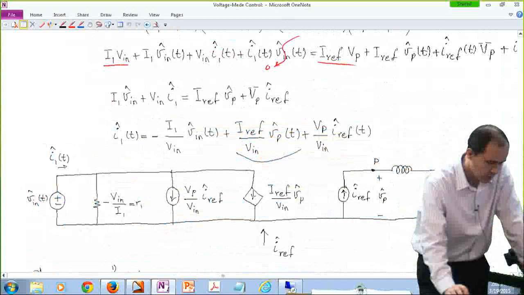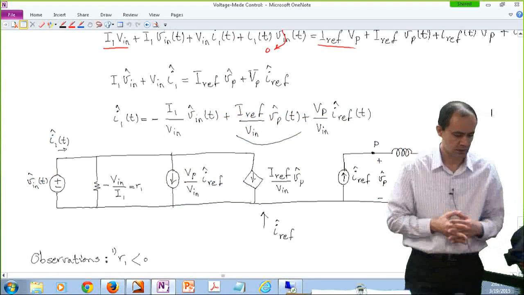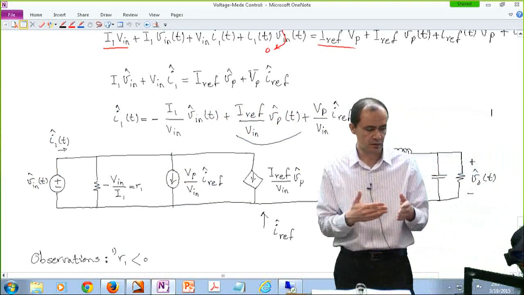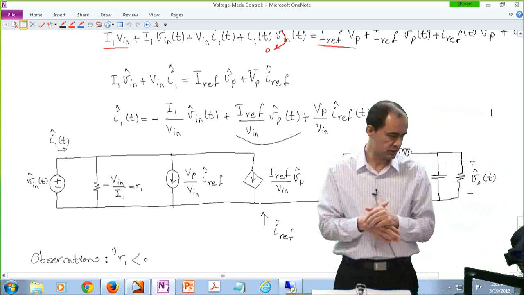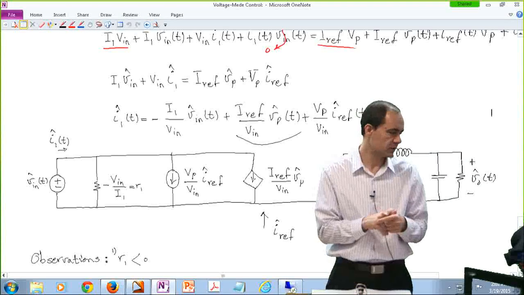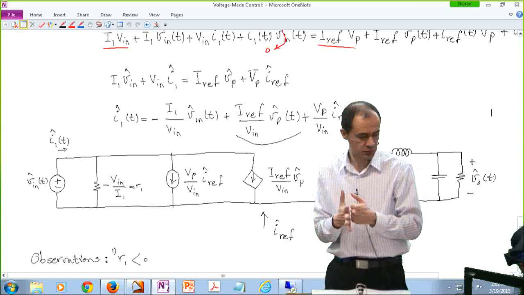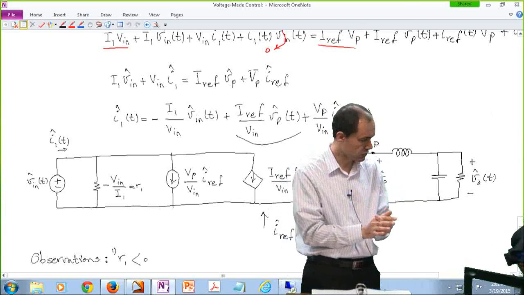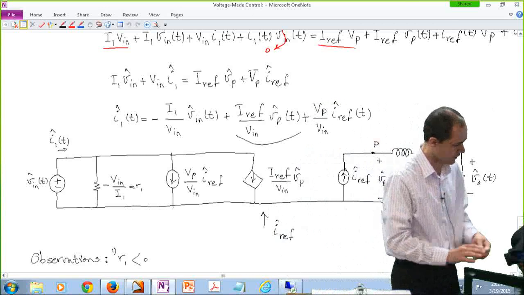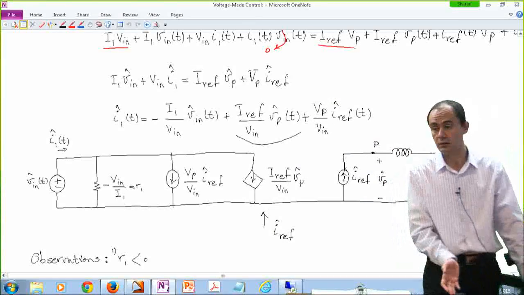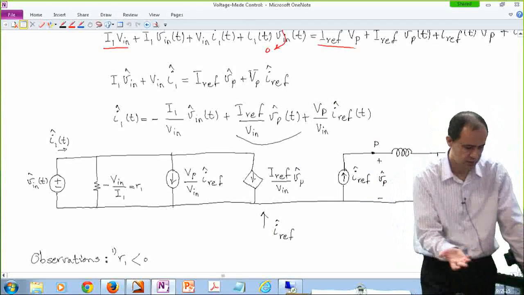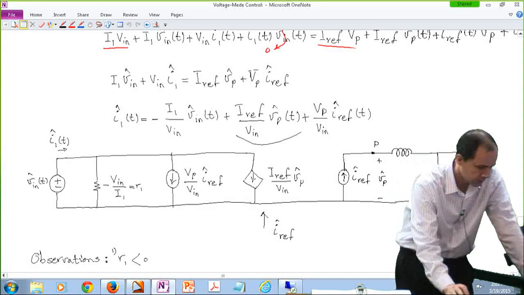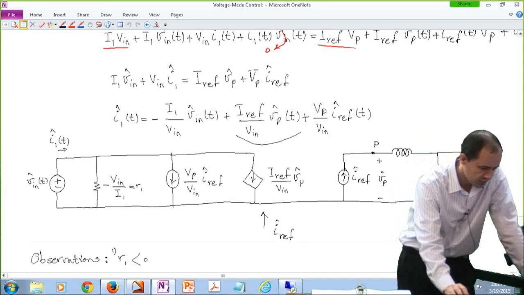So we ended up with a small signal model that relates all the perturbations that we may or may not have in the system, such as the input voltage perturbations and the reference perturbations. There is no duty cycle here because duty cycle turns out to be an internal signal now.